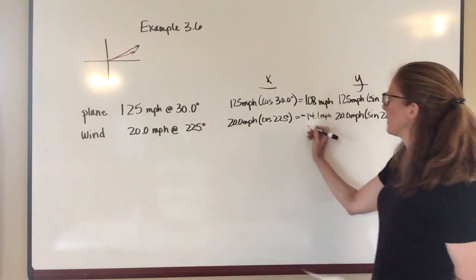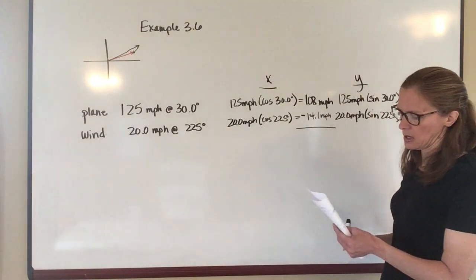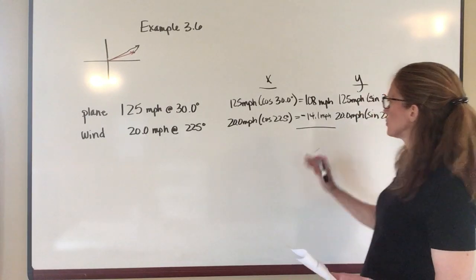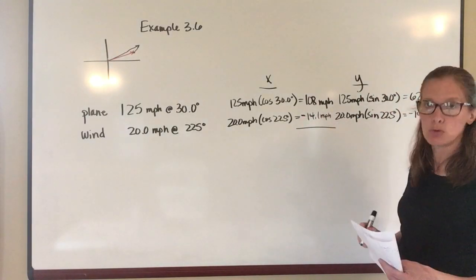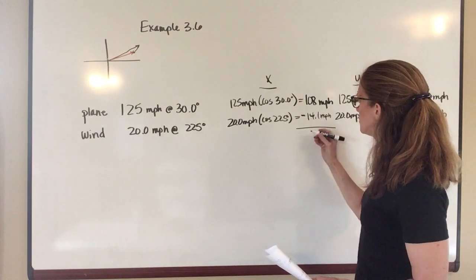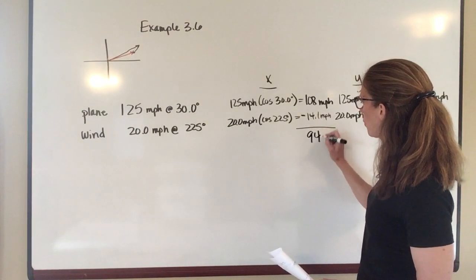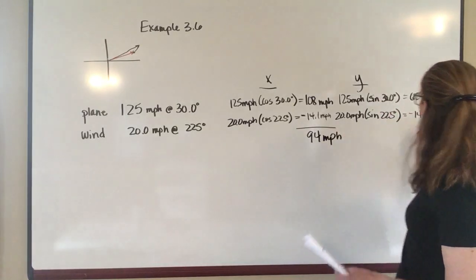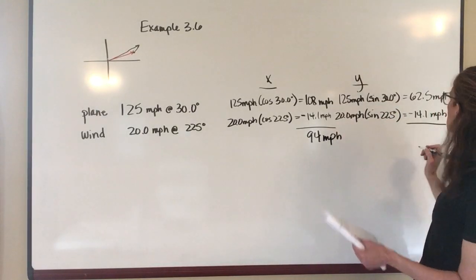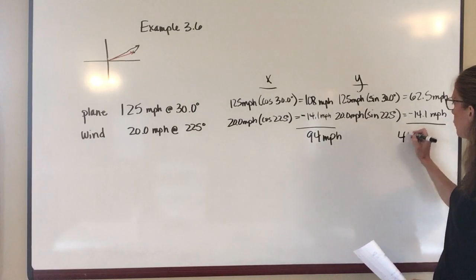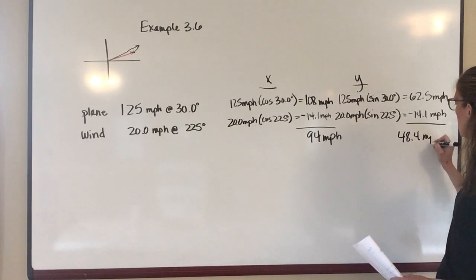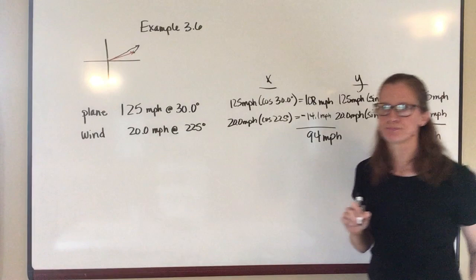Okay, so now I'm going to add these two together, and remember we're going to use now the rules for addition and subtraction. So my final significant figure is going to be in the units or the ones place. So this is going to be 94 miles per hour, but this will have an answer in the tenths place. This is going to be 48.4 miles per hour.